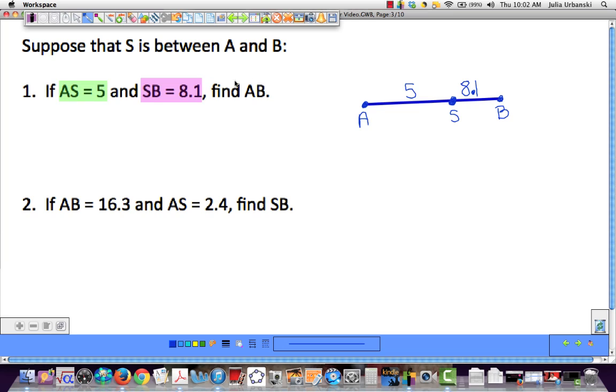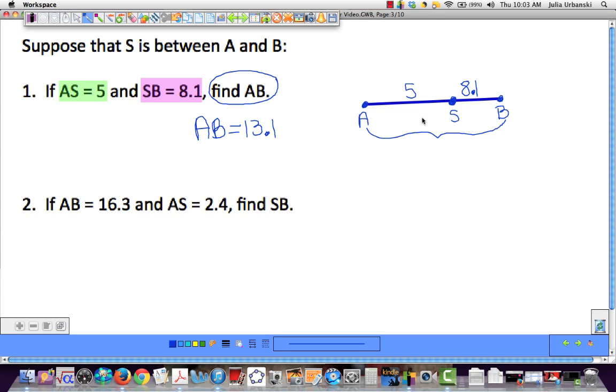Now read the question. The question is to find AB, so you have to find that segment in the picture. It starts at A and it goes all the way to B. So to figure out what AB would be, all you do is add these two segments together. This one we can do in our head. 5 plus 8 is 13 plus 0.1. So AB equals 13.1.